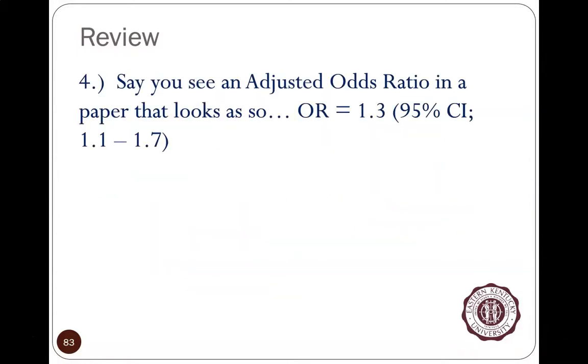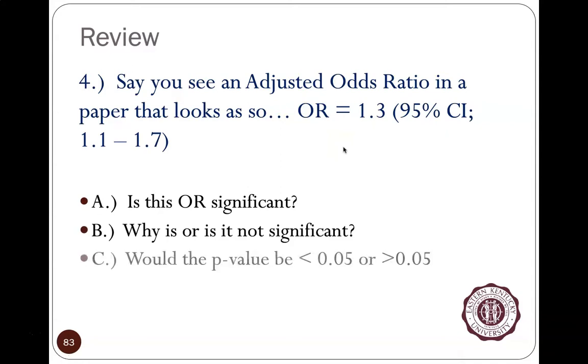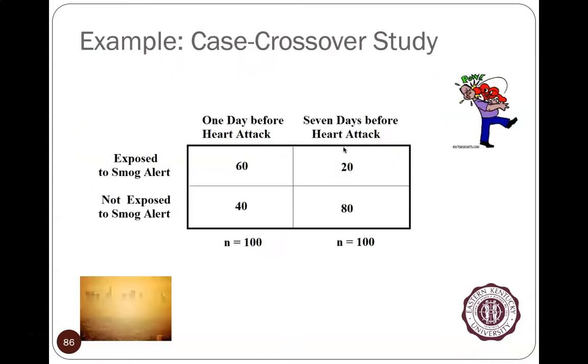All right, say you see an adjusted odds ratio in a paper that looks like that. You should hopefully immediately recognize that that's statistically significant because one's not included. It's pretty easy. The p-value would be less than 0.05. All right, we're going to do the case crossover example really quick. So there is a unique type of case control study called the case crossover. And in the case crossover studies, the control group is the actual same human beings that are the cases. And these are commonly used studies, especially with air quality.